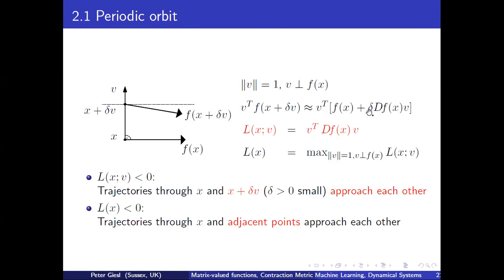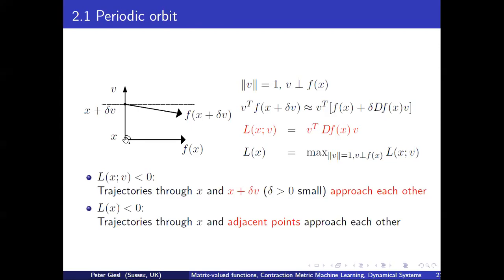Delta is positive and small, so we're looking at this quantity, and the sign of this quantity will tell us: if it's negative, then the arrow goes down, so it's contracting. If it's positive, it will go that way. And if it's 0, we probably need higher order. So we want this quantity to be negative. Now this would tell us that if this is negative, trajectories through x and x plus delta v, where delta is positive and small, will approach each other.